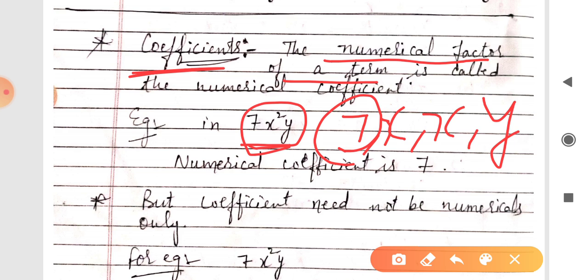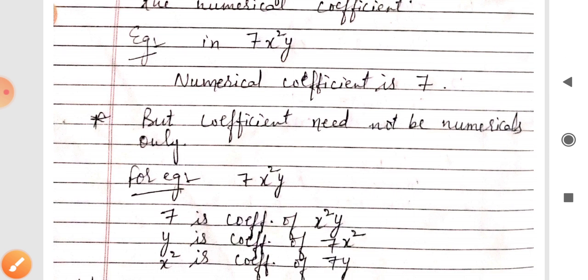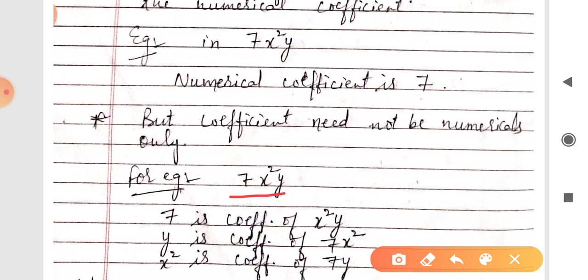But a coefficient need not be numerical. It is not necessary that a coefficient must be numerical. For example, in 7x square y, if we are asked to write the coefficient of x square y, then it will be 7. And if we are asked to write the coefficient of 7x square, then it will be y.